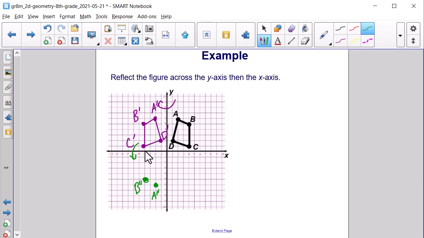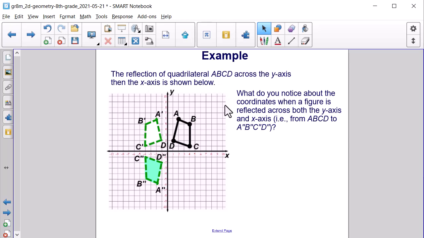Point C prime, we have to go down 1. So we have to go down 1 again to get C double prime. And then for D prime, we have to go 1, 2 to get to the x-axis. So we have to go 2 again. And this is going to be where D double prime is going to be. And then if we connect them with our line segments, we will get the final image after the reflection across both the x and y axes. Across the y-axis first and then the x-axis second.